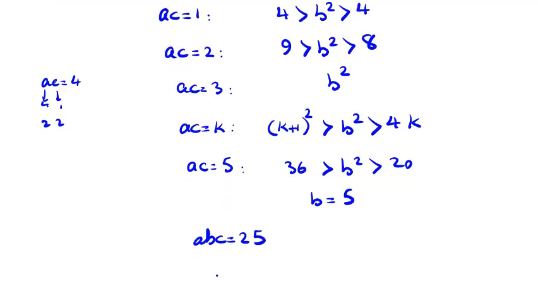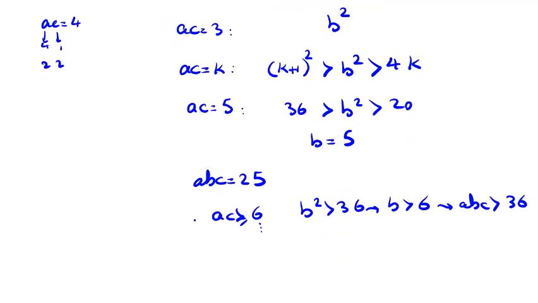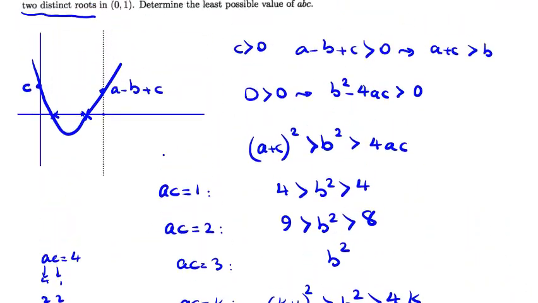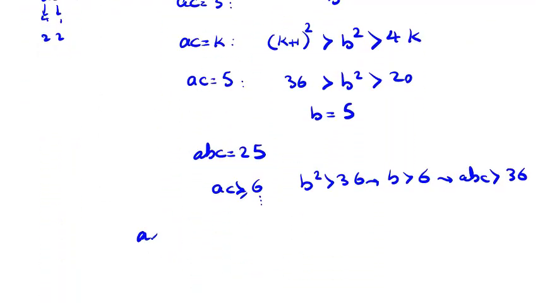So you can check also the other cases. If ac is 6 or greater, then b squared is greater than 36, so b is greater than 6. If ac is greater than or equal to 6, abc will be greater than 36. So the minimum case is 25, but we should check that. Is it possible or not? So let's consider our equation: ax squared minus bx plus c. And for example, if we consider a is 1 and c is 5, let's check this one at first.